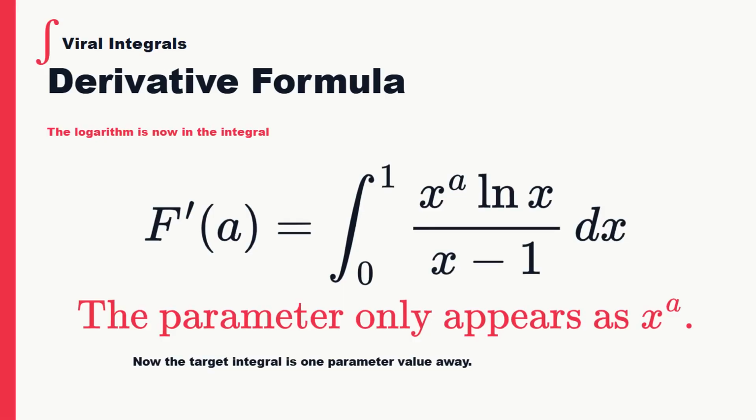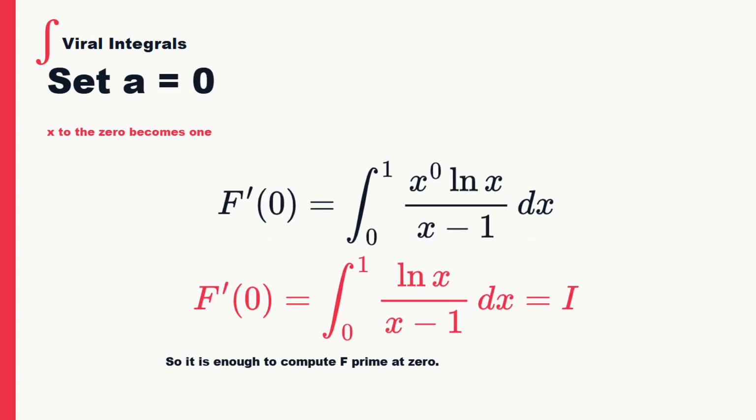So this is our derivative, f prime of a. f prime of a has x to the a times natural log x over x minus 1. This is the payoff for adding the parameter. The original logarithm is now part of a controlled family of integrals. Now we set a equal to 0. The factor x to the 0 becomes 1, so f prime at 0 is exactly the integral we started with. That means we can compute the target by computing f prime of 0 another way.